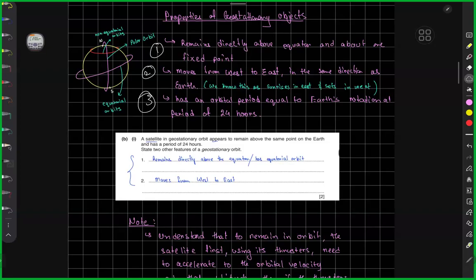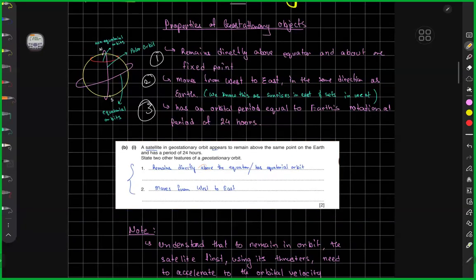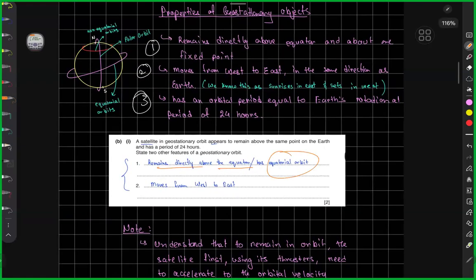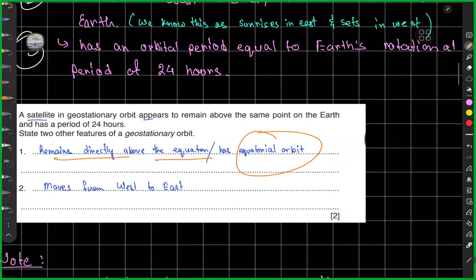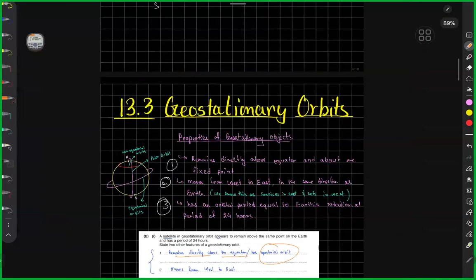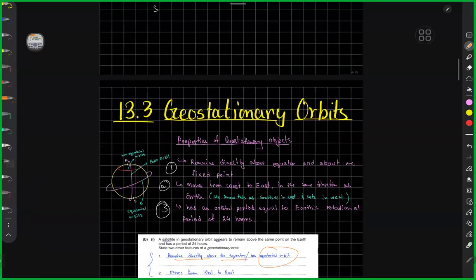Now, a question from your question paper. A satellite in geostationary orbit appears to remain above the same point on the Earth and has a period of 24 hours. State two other features of a geostationary orbit. What are the two other features? It will remain directly above the equator, or has an equatorial orbit. This is a word you can learn: equatorial orbit, remains above the equator. By the way, none of you asked me this, but why is it necessary to be near the equator?